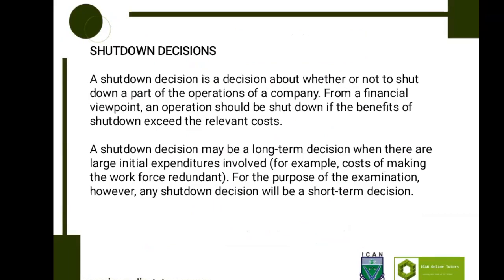Before they make a decision on whether to shut down or not, they have to carry out some analysis to show if a particular product is still making profits. If it is, then they can continue. But if you're not making profits, then the production of that product should be shut down.